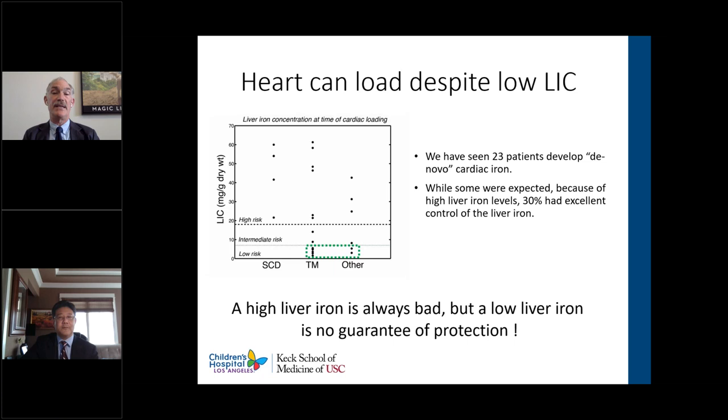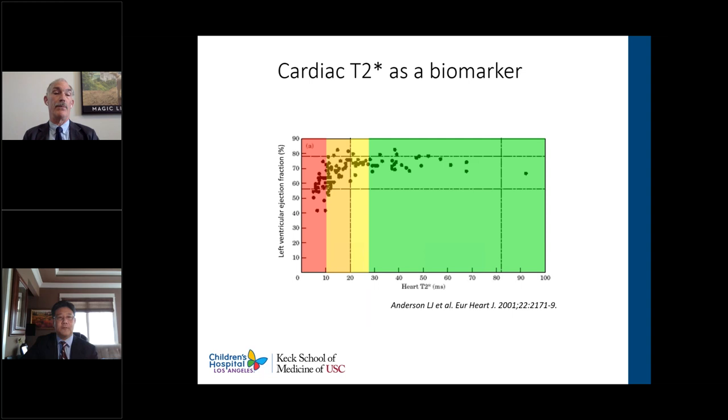And this is the first study that validated the cardiac T2 star as a biomarker. This is a plot of left ventricular ejection fraction on the Y versus heart T2 star on the X-axis. A high T2 star means low iron. And you can see that all of the patients who have a T2 star greater than 20 milliseconds have normal ejection fraction. But as you get below that threshold, there's a higher and higher probability of developing left ventricular dysfunction.